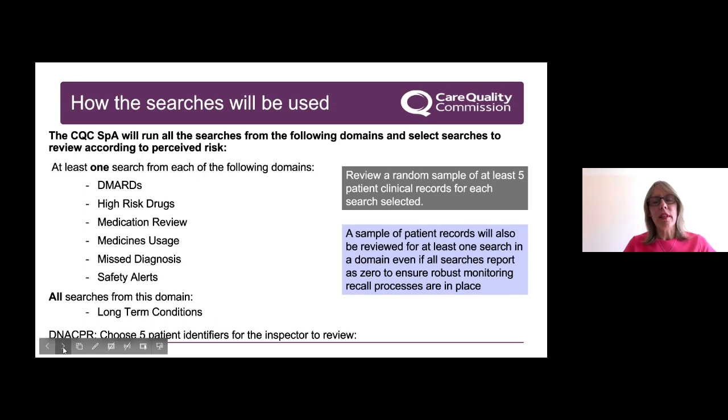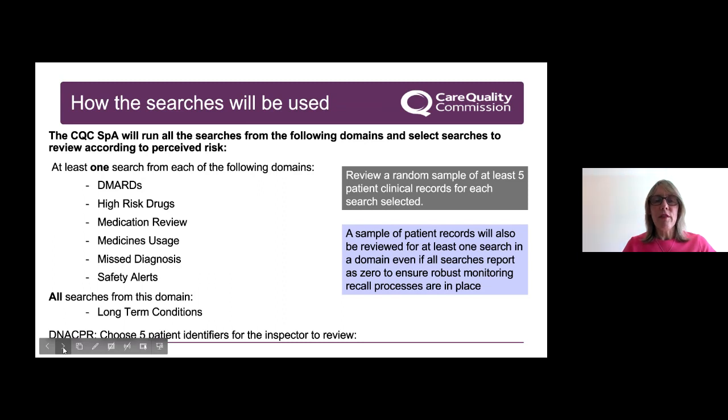So for example, if a patient is showing as having monitoring overdue, but when we then look in the clinical record, we can see that the results are on ICE or the hospital system, or the patient has been having the monitoring done at the hospital, or the patient has discontinued the drug, that will obviously reduce any perceived risk that was initially suggested. I'll go through the searches in a bit more detail in a moment.